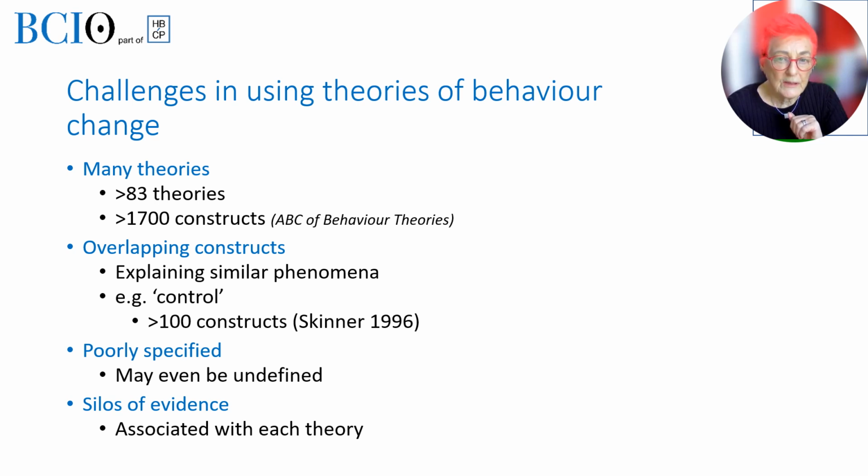Theories are often poorly specified. They have constructs that are not defined. They have relationships that are not specified. Sometimes these relationships may be predictive, and other times they are causal. That may not be clear.